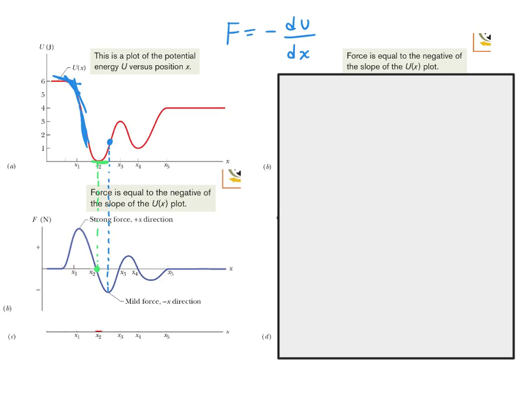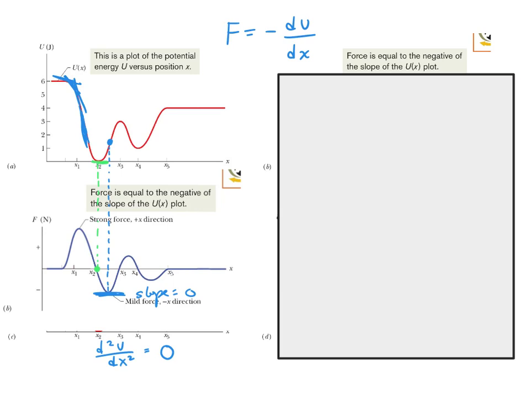But the slope of this guy is really the second derivative, right? That slope equals 0, which tells me that the second derivative of the potential function is equal to 0 in this case. Because it's really the first derivative of the first derivative, which is the second derivative.